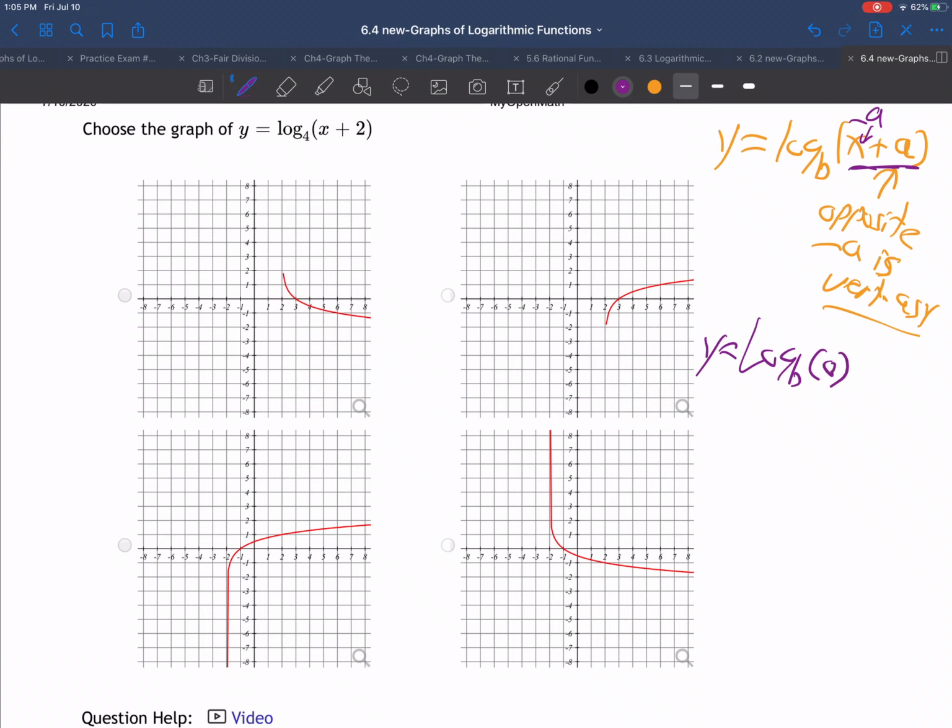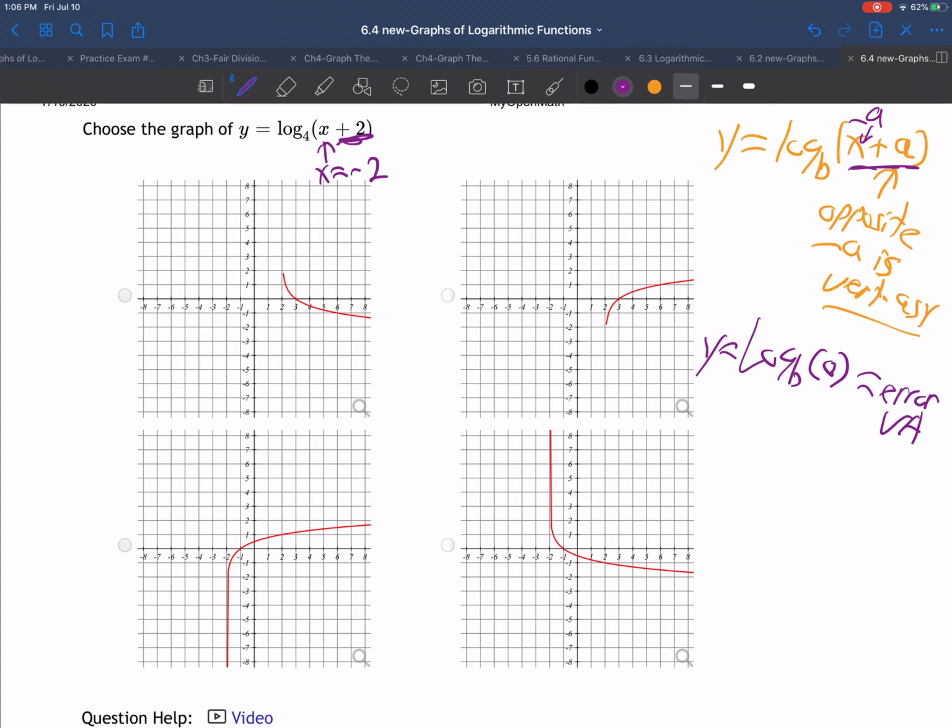And you can try that in your calculator. It's an error. You can't have 0 inside of the log. It's an error because that's where the vertical asymptote is. So that's the first thing to realize. So we look right here and we go, oh, plus 2. So that means x negative 2 will make the inside 0. That's where our vertical asymptote is at x negative 2.